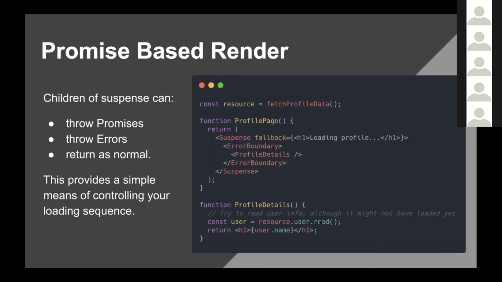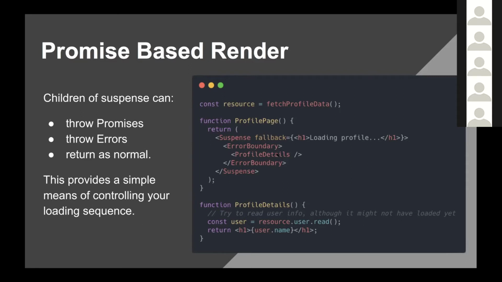The implementation of this might change, as I've said before, but the idea is you've got some resource and you read it. And that action of reading is going to determine whether this fetch is throwing a promise, throwing an error because the fetch request failed, or returning a value because the fetch request has resolved. If we call this and the promise hasn't resolved yet, it'll throw a promise and we'll get our fallback. If we read this and it's errored, we'll get our error boundary. And if we read this and it's resolved, we'll get our profile details page. So this is what I mean by promise-based rendering.